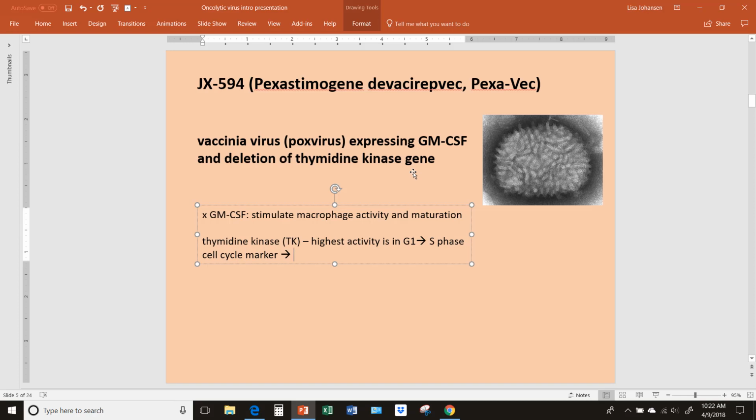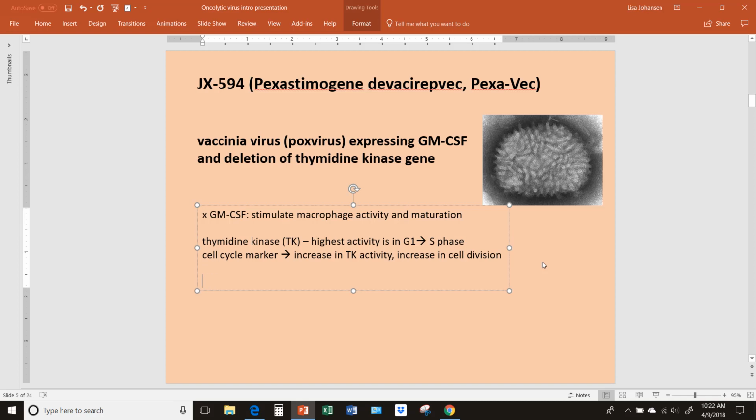which means that if you have an increase in thymidine kinase activity, you have an increase in cell division or cell proliferation. So in cancer cells, you see thymidine kinase upregulated or expressing at higher levels because the cells are going through cell cycle very quickly. And so the way this virus is specific to cancer cells is that it is only going to replicate in cells that are expressing high levels of thymidine kinase, which would be cancer cells, not normal healthy cells. So that's how it's selective.